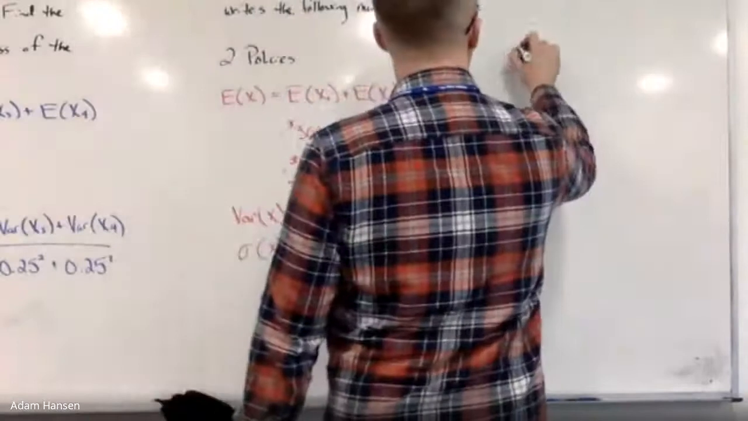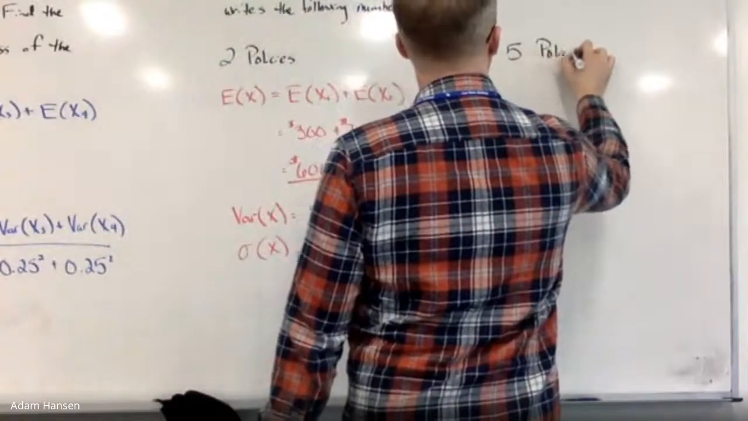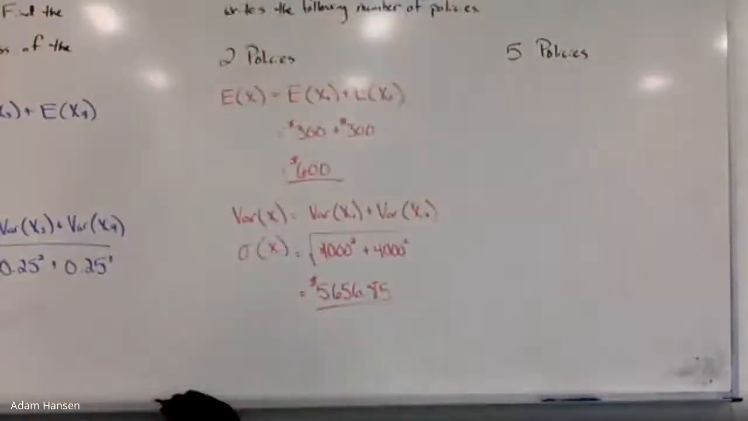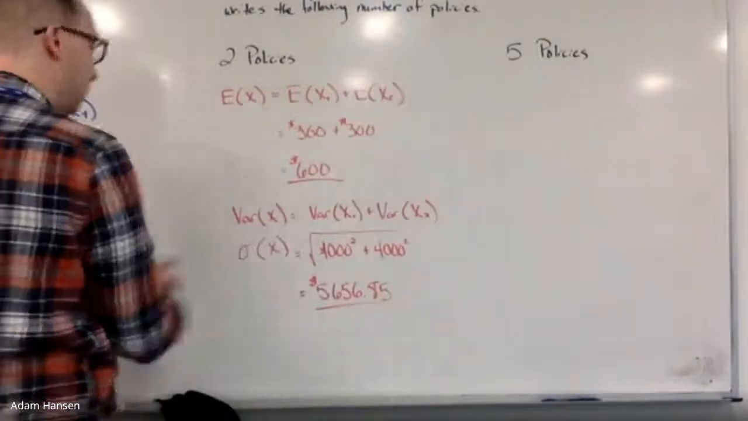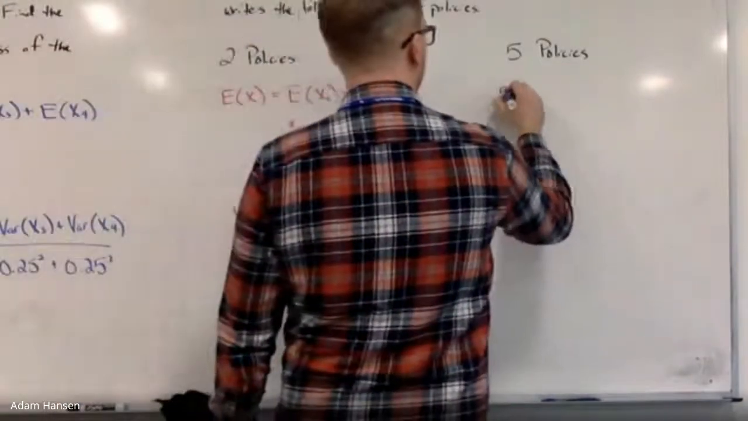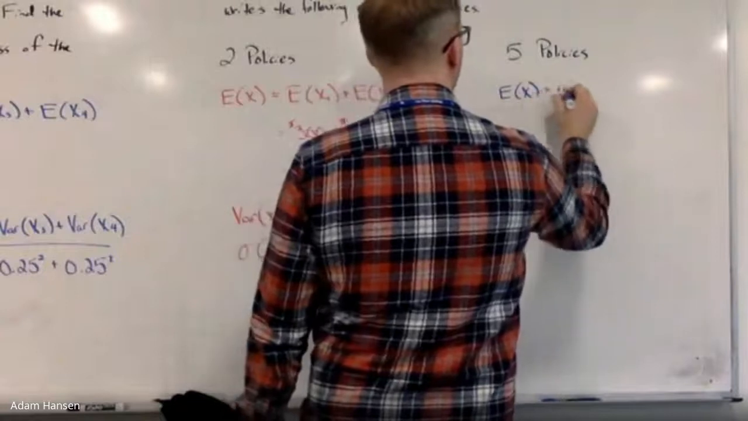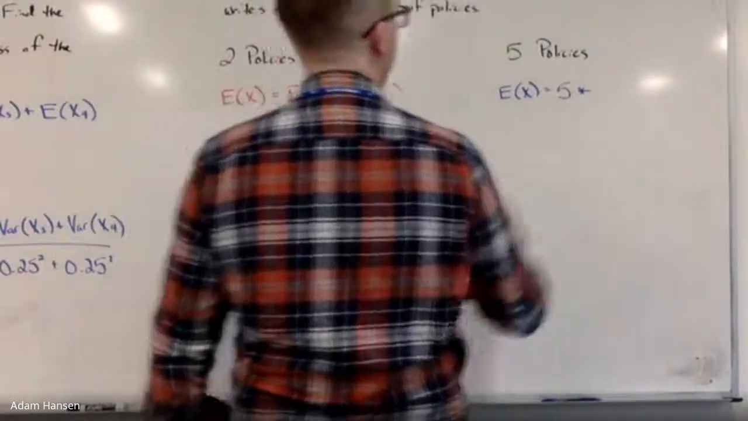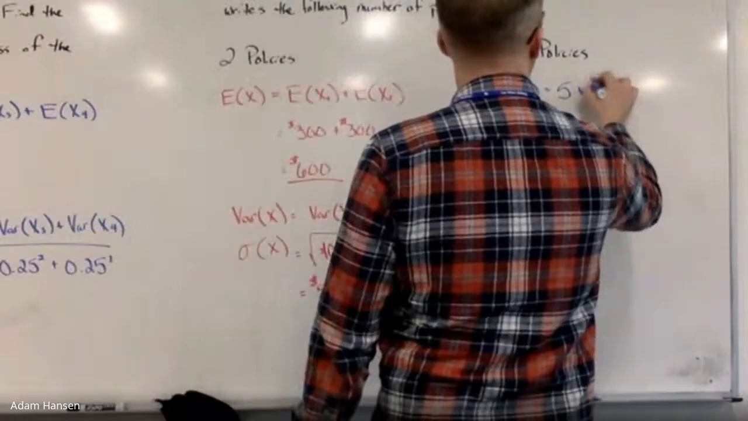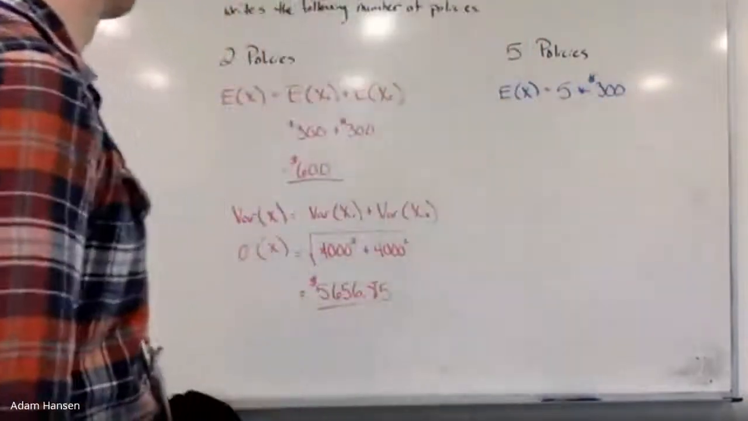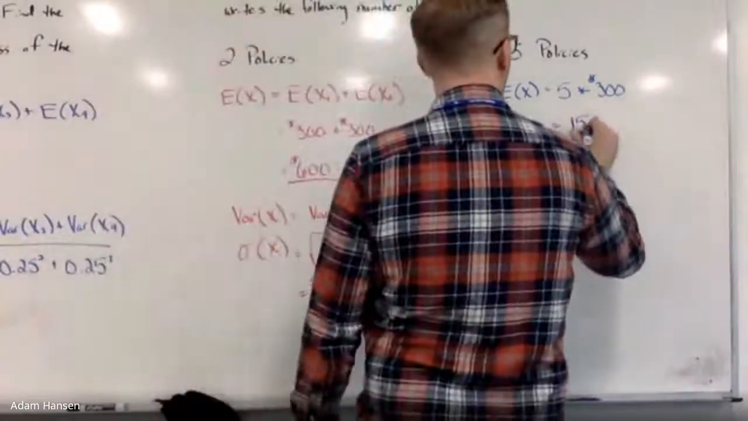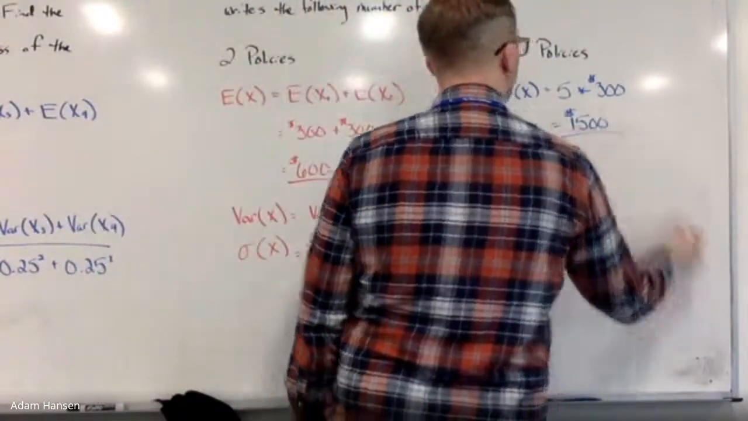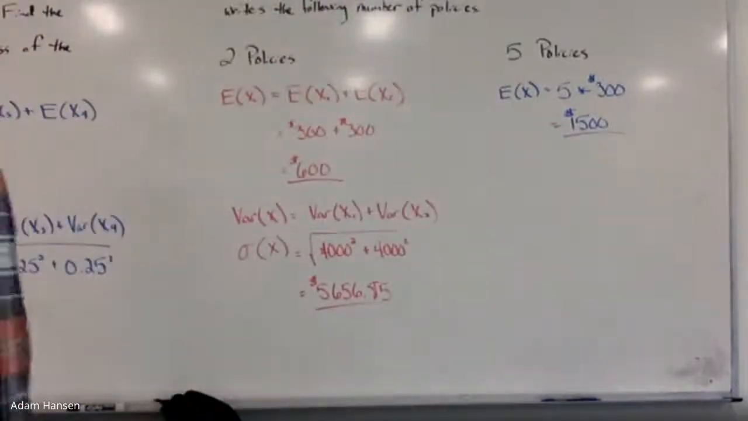If I write out 5 policies, what is the standard deviation and expected value for the profit in writing out 5 policies? Well, the expected value would just be 5 times $300, which was the expected profit per policy, or $1,500. I'd expect an average profit of $1,500 by writing 5 policies.